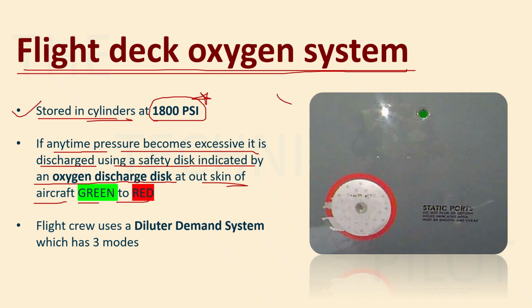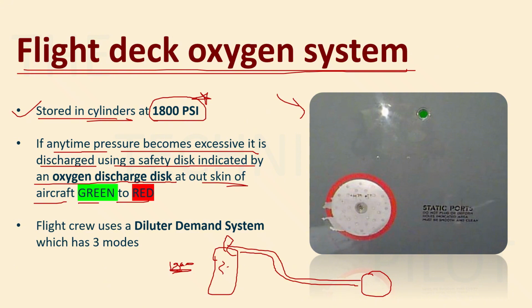As you can see in this diagram, if there is a pressure increase, for example, this is our cylinder which is supplying oxygen gas to the cockpit. There is a pipeline going to the cockpit, and there's a mask here for the pilots to wear. Now, if this oxygen cylinder is at 1800 psi, just imagine if due to some reason, maybe it is heated or something, the pressure inside increased. So what will happen?